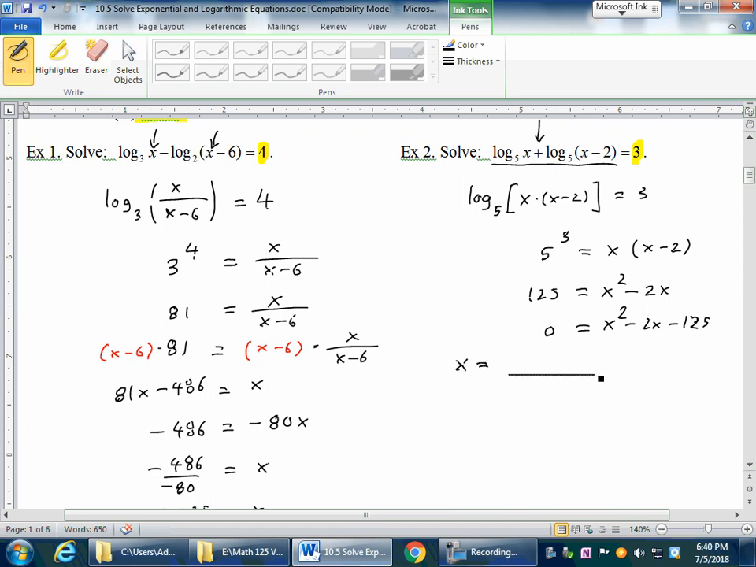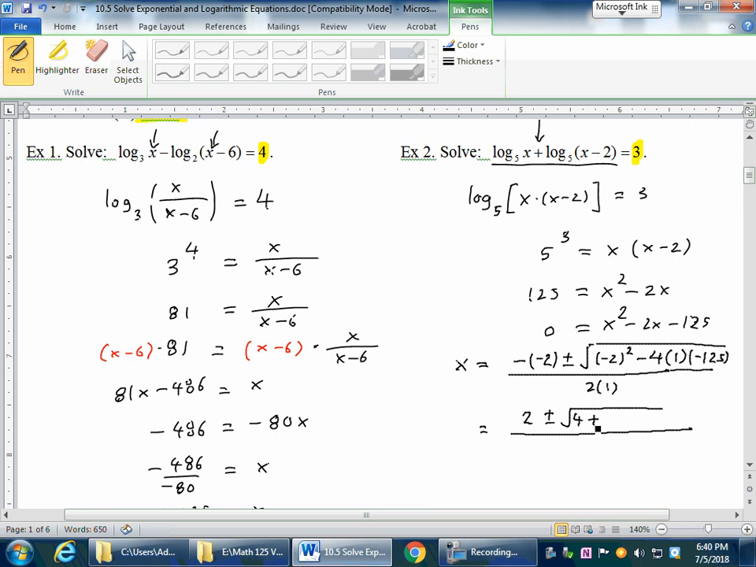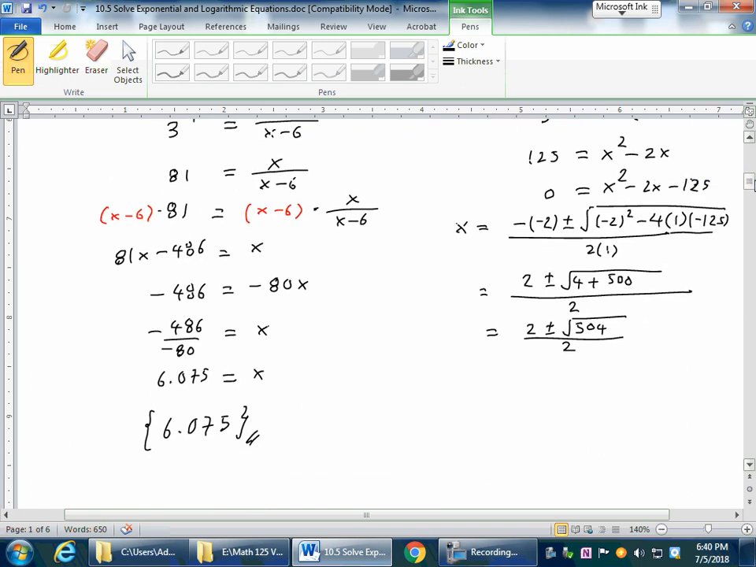x is equal to minus b plus or minus square root of b squared minus 4 times a times c, all over 2a. So this gives us 2 plus or minus square root of 4 plus 500 over 2, which is 2 plus or minus square root of 504 over 2. So 504. Take a moment, pause it and check, can I simplify the square root of 504 or not?